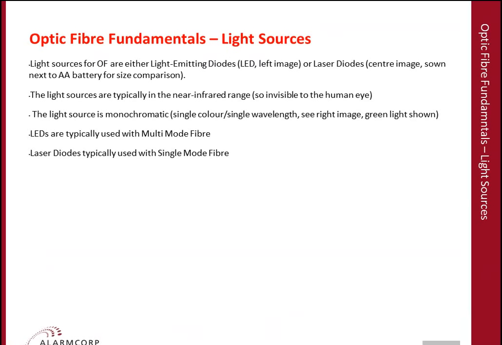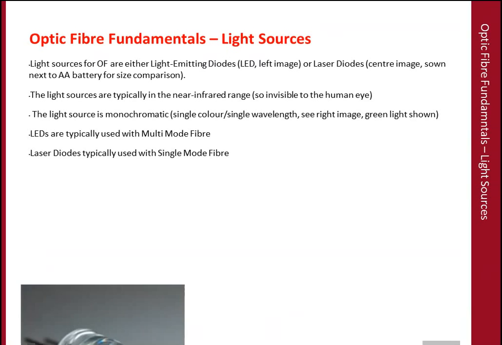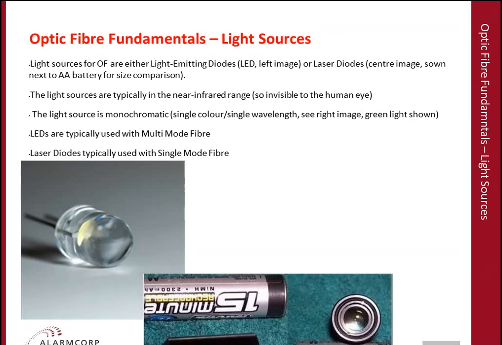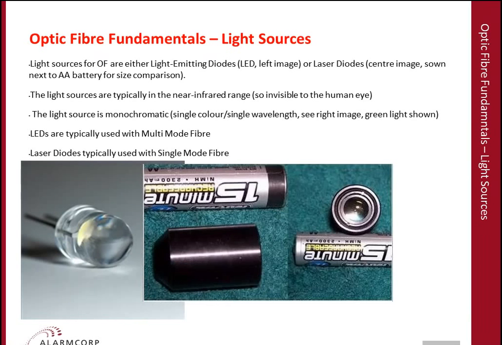Light sources for optic fibers are either a light-emitting diode, and here we have a picture of a typical light-emitting diode, or a laser diode. The major difference between a light-emitting diode and a laser diode is that a laser diode will produce a very narrow collimated beam.